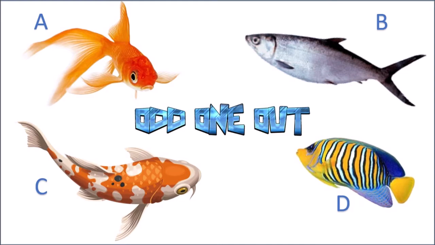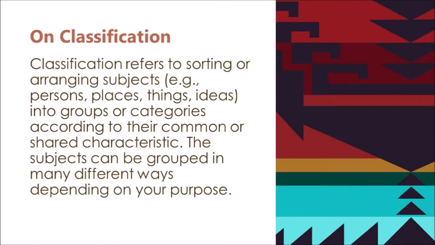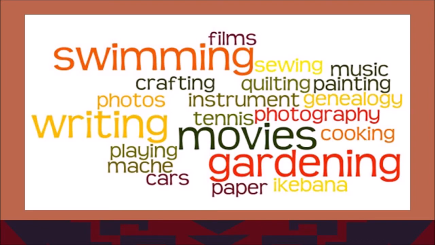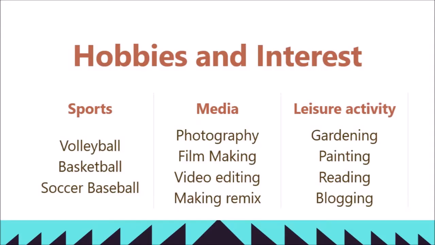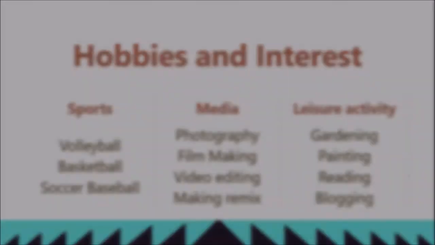Now, let's talk about classification. Classification refers to sorting or arranging subjects according to their common or shared characteristic. The subjects can be grouped in many different ways depending on your purpose. If I ask you what are your hobbies or interests, you will probably give me a lot of answers which are random and hard to remember because of the number. To make it easy to understand, you classify them. We set categories and discuss each category clearly and completely.